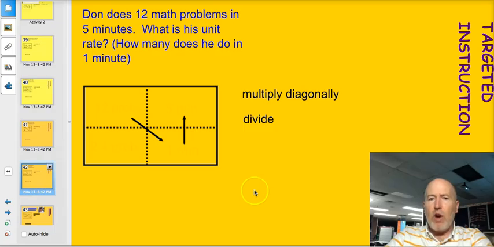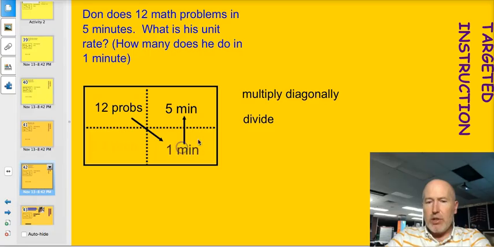All right, Don does 12 math problems in 5 minutes. What is his unit rate? How many does he do in 1 minute? Pause it and go ahead and try. All right, let's see. He does 12 problems in 5 minutes. How many does he do in 1 minute?